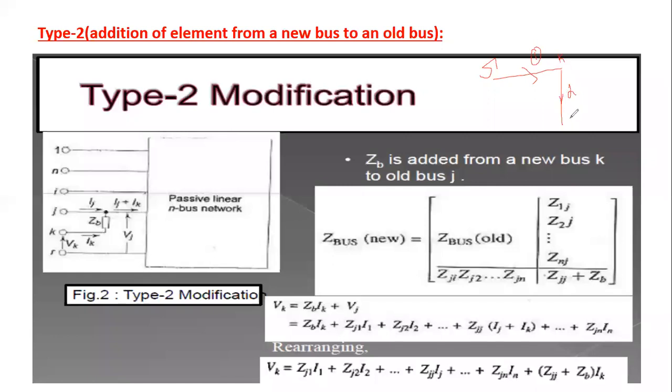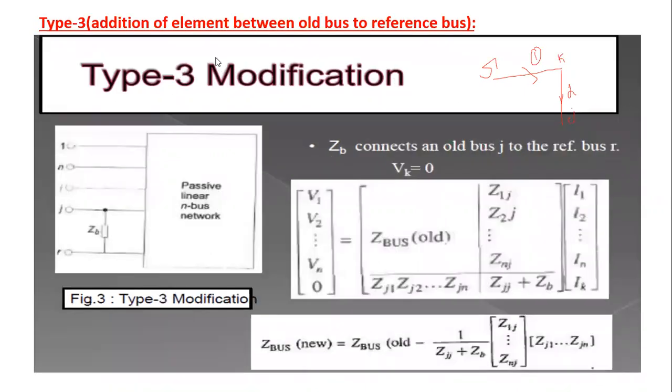Okay, the new bus is J. In this diagram, the new bus is J. Next, this is also a branch. Next, what is the type 3 modification? Okay, the element is added in between the old bus to the reference bus. Okay, this is the old bus and this is the reference bus. Old bus to reference bus.